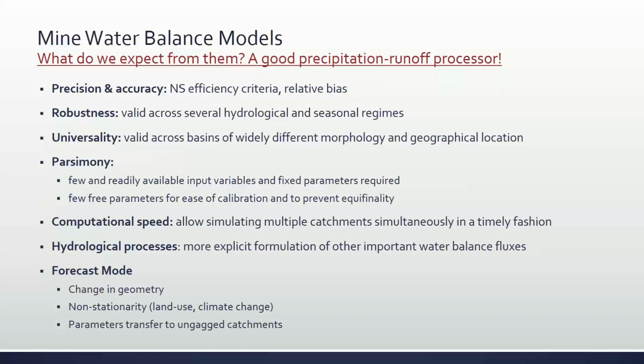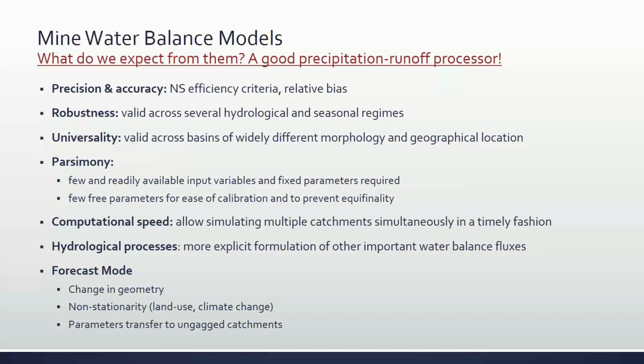And finally, forecast mode. A good model should replicate past and measured data, but you also want an easy way of forecasting with a change of geometry. Obviously, your mine is changing rapidly, your pit is growing, your dumps are growing, and right off the bat, that excludes distributed and semi-distributed models. Once you set the boundaries, it's really difficult to change the geometry. So that leaves us with lumped models. You want to deal with non-stationarity, so changing land use and climate change, and you want to be able to transfer parameters to ungauged catchments easily.